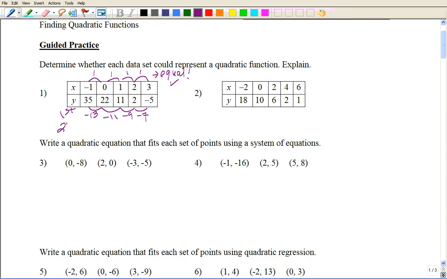So the second differences: from negative 13 to negative 11, we've added 2. From negative 11 to negative 9, we've added 2. From negative 9 to negative 7, we've added 2. Those are constant. Therefore, number 1, this data is quadratic.